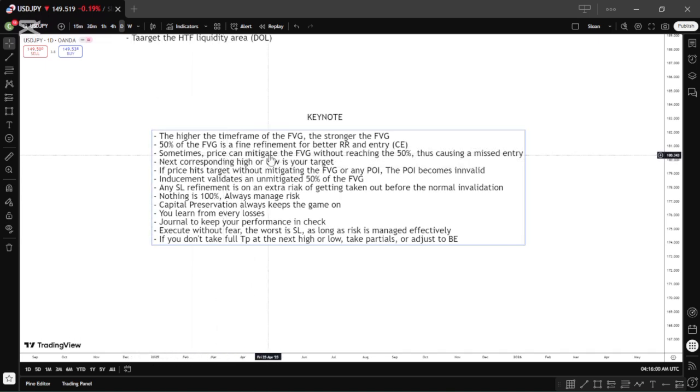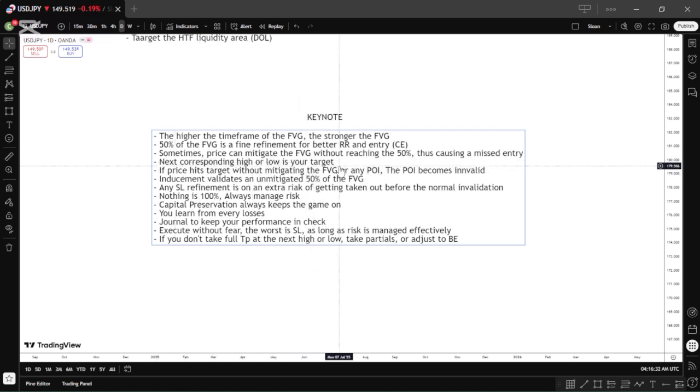Sometimes price can mitigate the fair value gap without reaching the 50%. Price will come, tap into maybe 25% of the fair value gap, or just a snipe entry into it, and then it goes, therefore causing a missed entry. But it's quite easier to have a missed entry than to have a loss. So allow it, the market is not yours, and on the next trade you get into, the next corresponding high or low is your target.